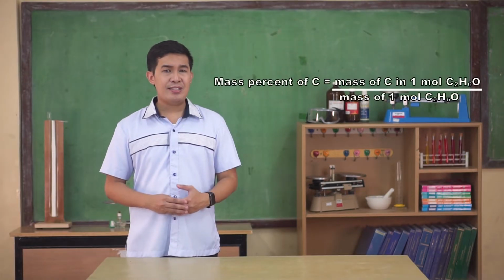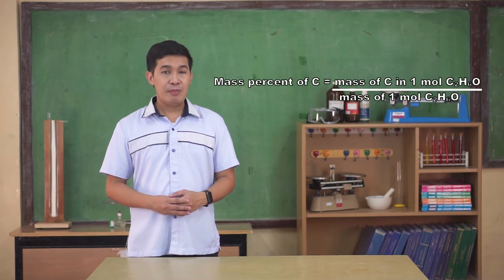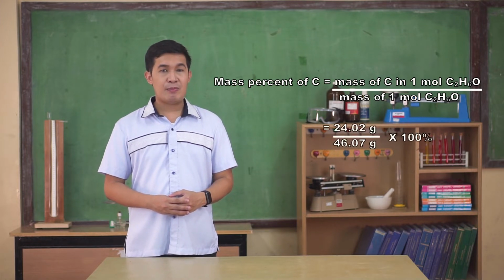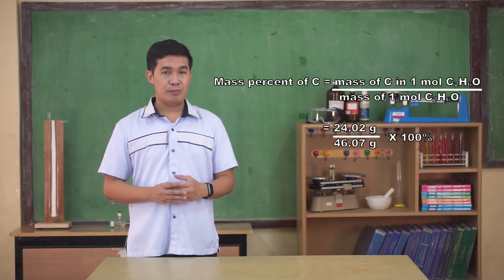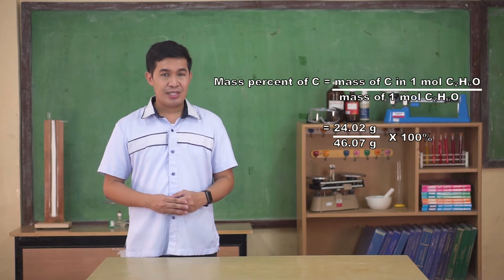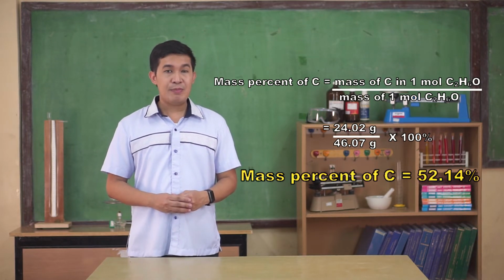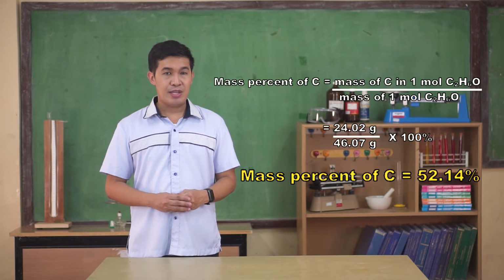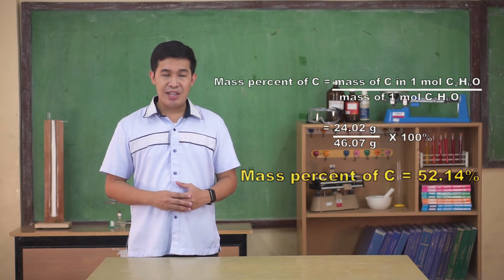The mass percent, sometimes called the weight percent, of carbon in ethanol can be computed by comparing the mass of carbon in 1 mole of ethanol with the total mass of 1 mole of ethanol and multiplying the result by 100%. That is, ethanol contains 52.14% by mass of carbon. The mass percent of hydrogen and oxygen in ethanol are obtained in a similar manner.